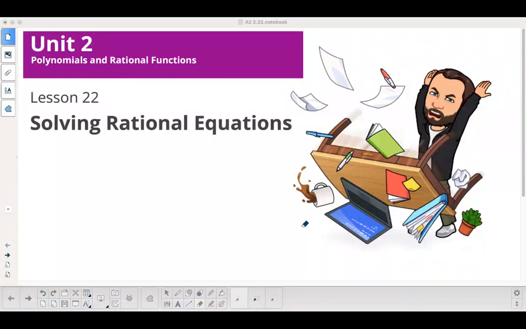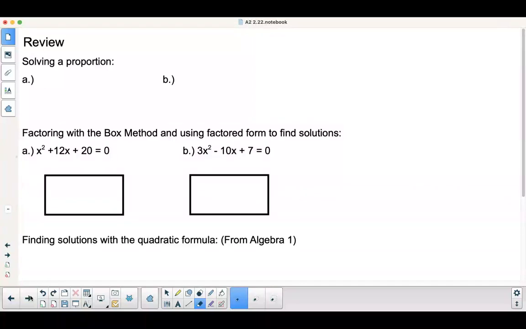Okay, Illustrative Math, Unit 2, Lesson 22 is called Solving Rational Equations. So before we start the lesson, I want to do a little bit of a review. Some of these are Algebra 1 skills.